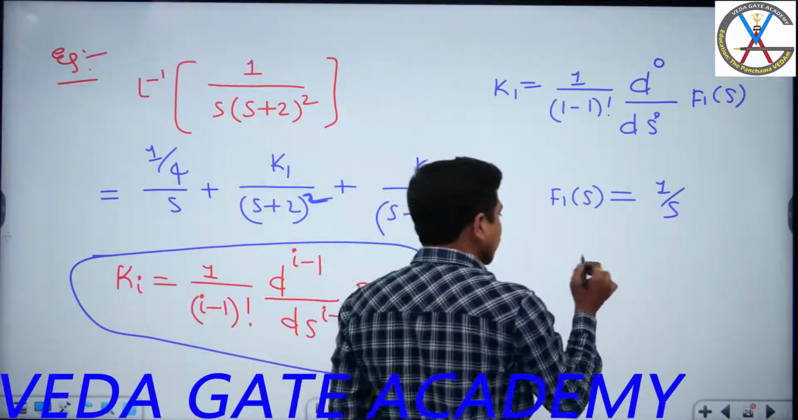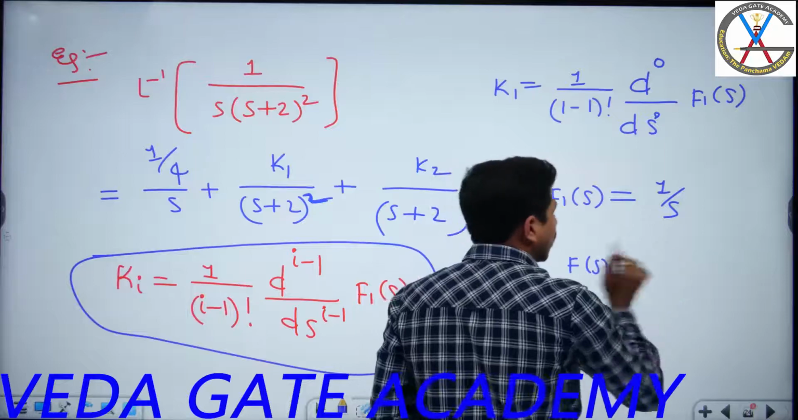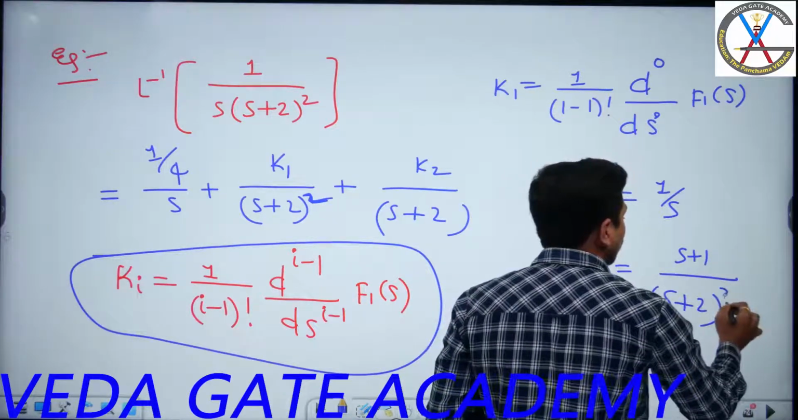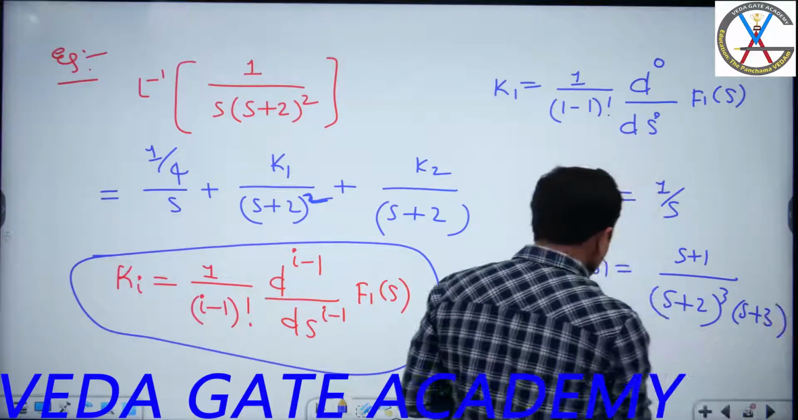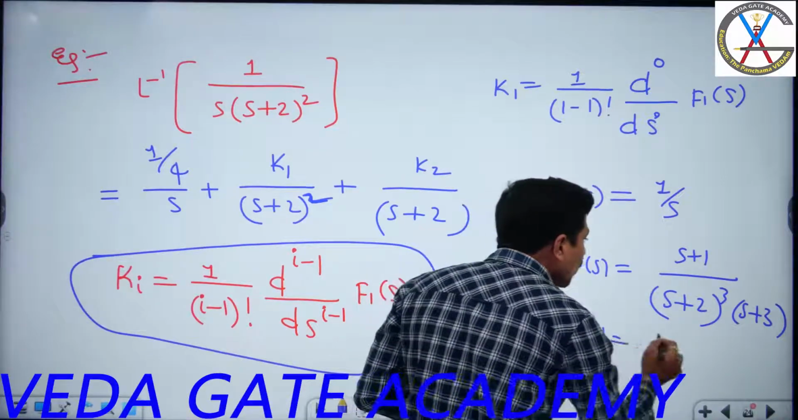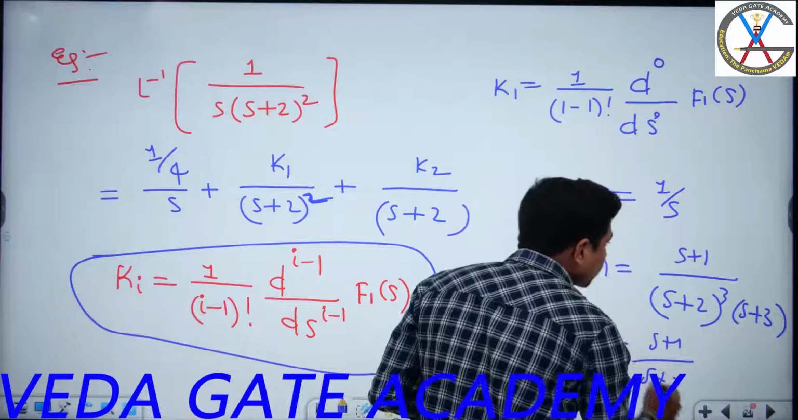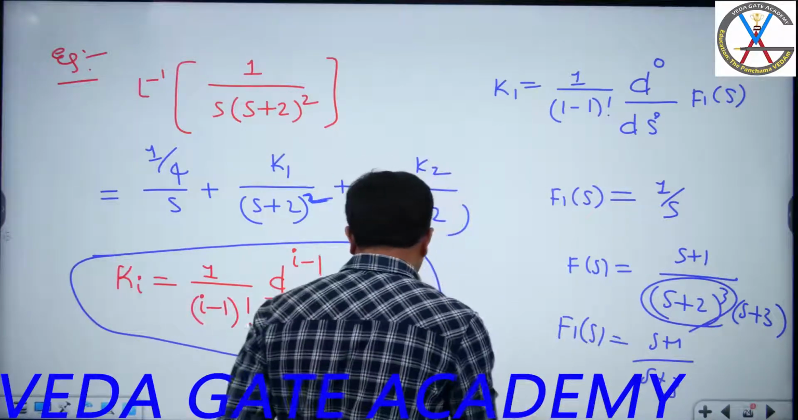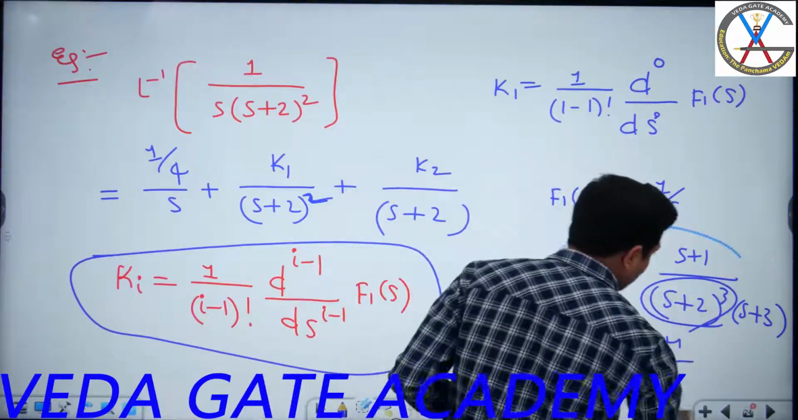Suppose f of s is equal to (s plus 1) by (s plus 2) whole cube into (s plus 3). Here f1 will be (s plus 1) by (s plus 3). This (s plus 2) whole cube will be removed. Understand carefully, please.